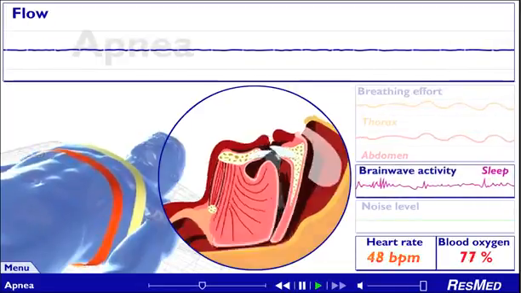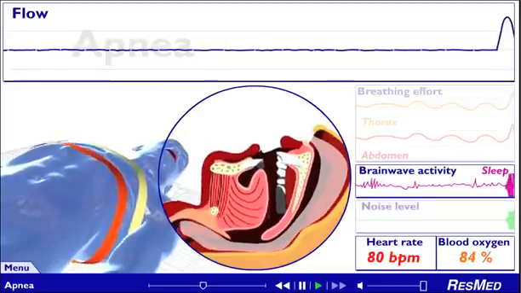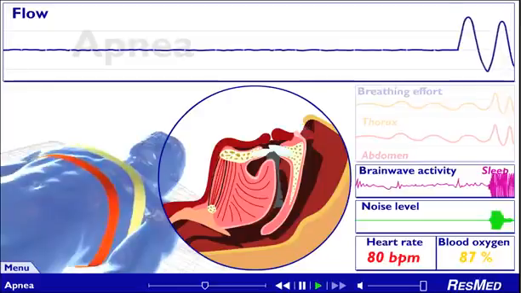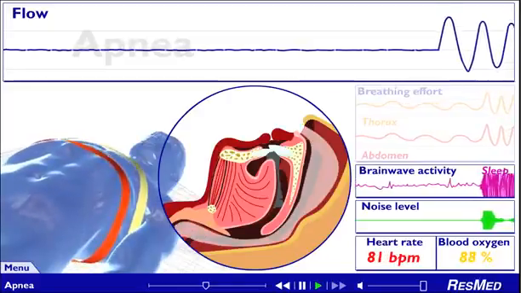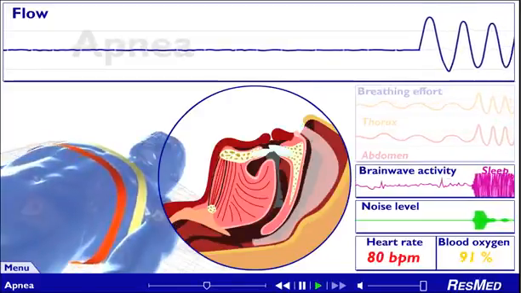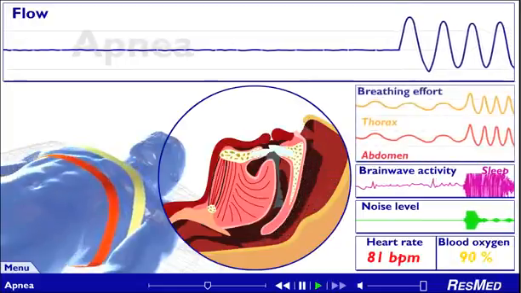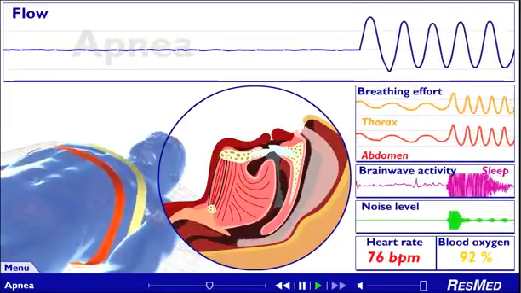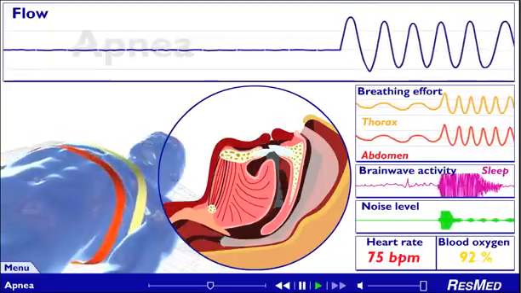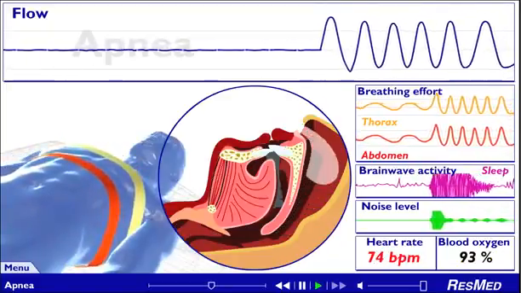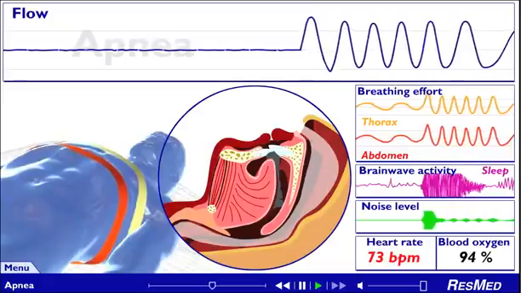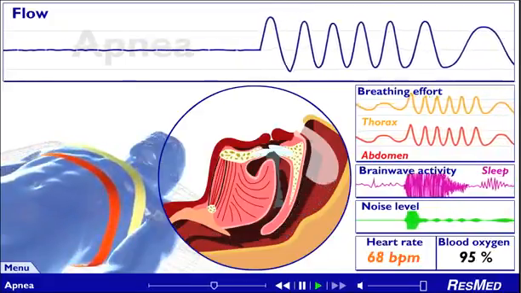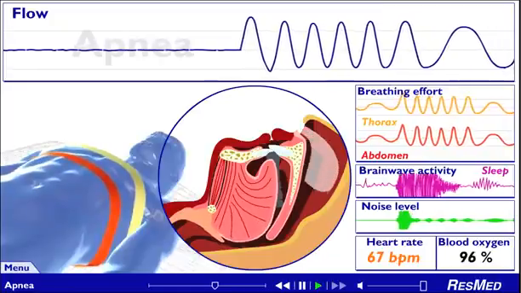Our model gasps for air, causing a sudden movement in the noise traps. Brain activity increases significantly. The heart rate after arousal is almost double what it was during the apnea. Our model's rapid breathing increases the airflow and the blood oxygen level begins to rise again. The tongue and soft palate quickly return to their normal position as the airway opens fully. The airflow curve returns to the normal bell shape.